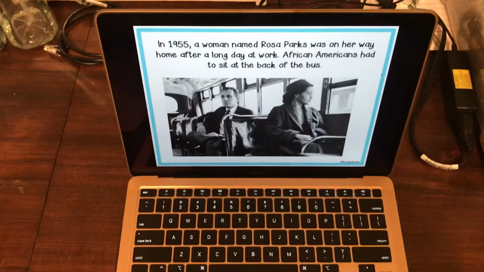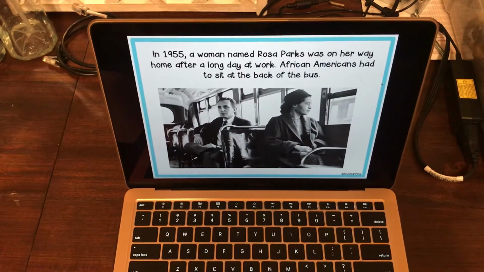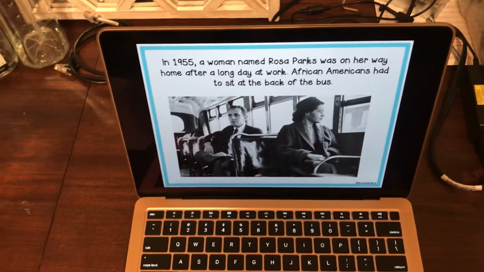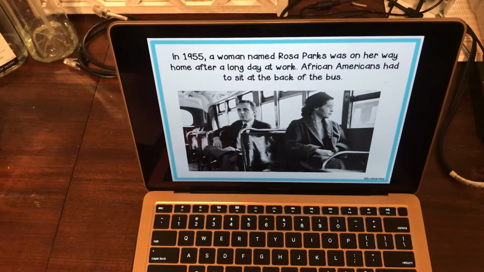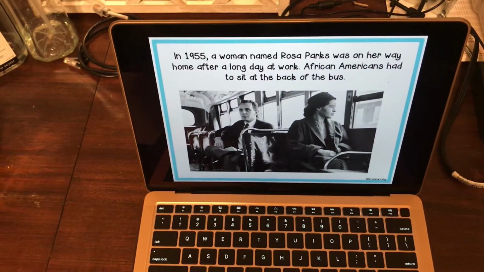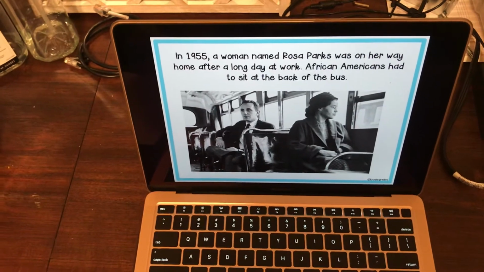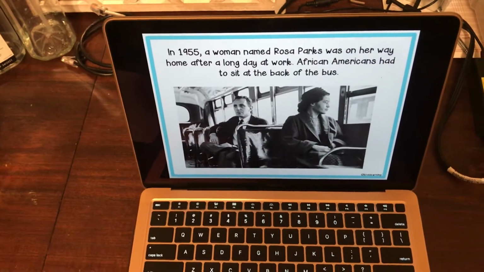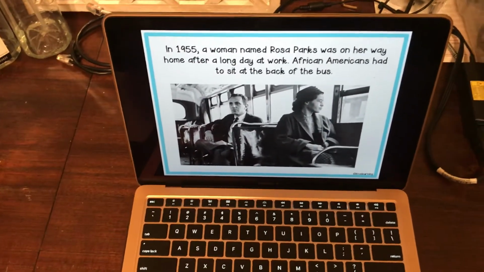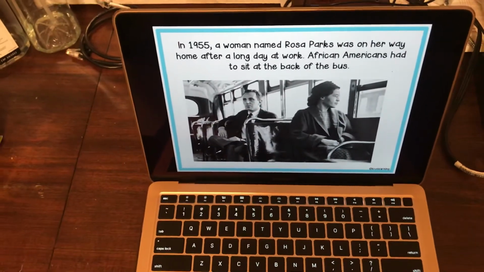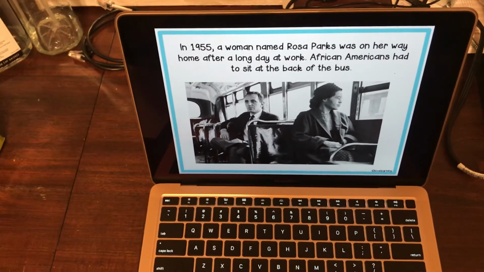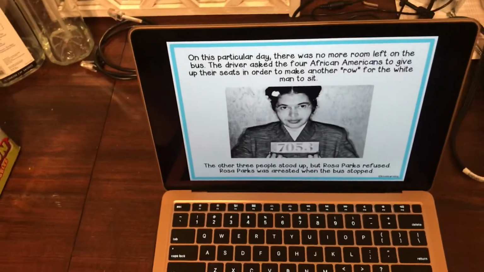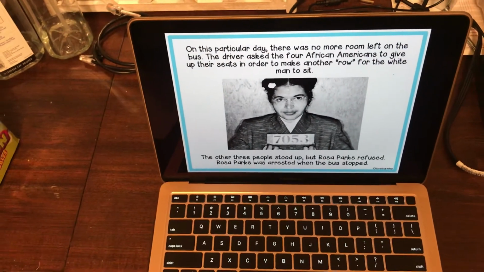Okay, so we talked about in the early 1950s, the bus system, especially in the South, was created so that the priority was given to white customers, white people, whether they were women or men. So in 1955, a woman named Rosa Parks was on her way home after a long day at work. African Americans had to sit at the back of the bus. They were able to really sit anywhere, but then when a white person, such as this dude right here, would come on, they would be forced to stand up and give up their seat so that they could have their own spot.